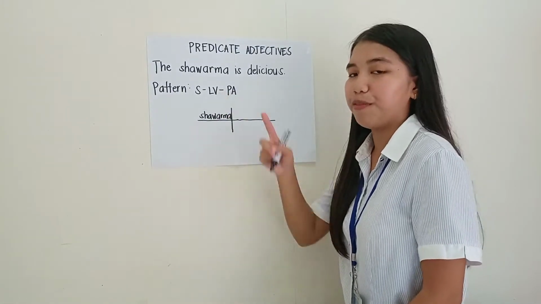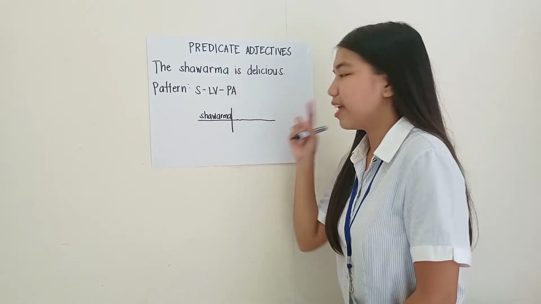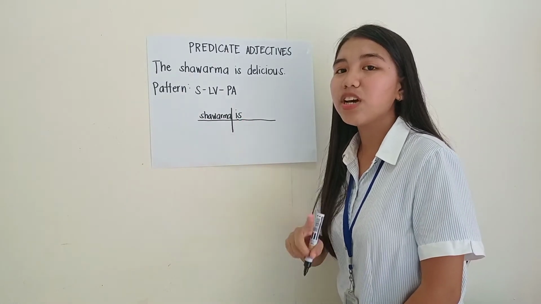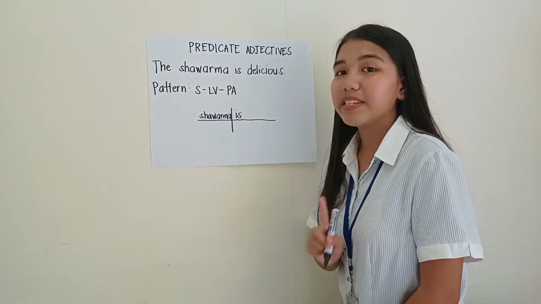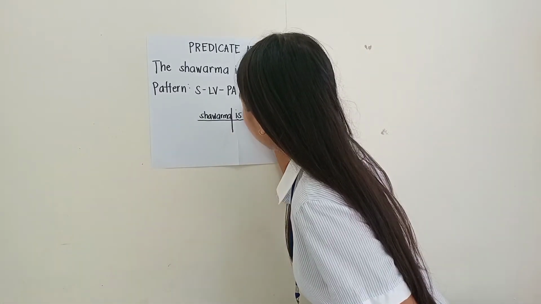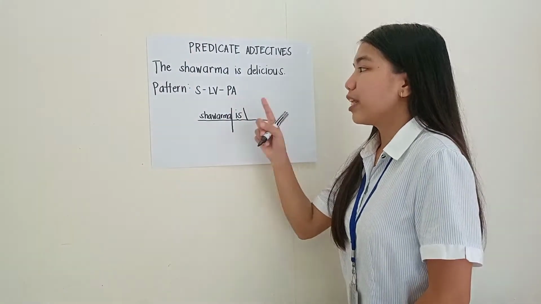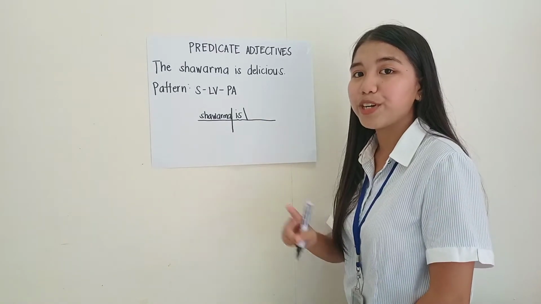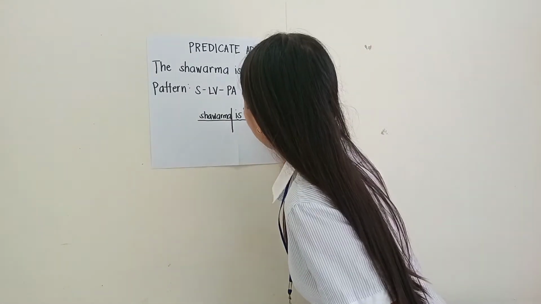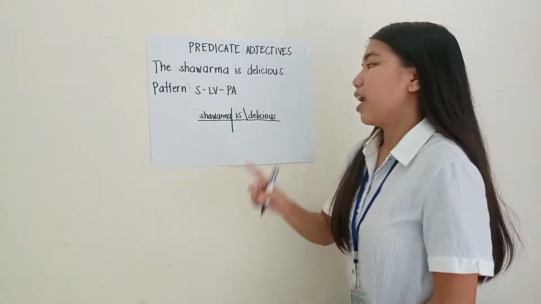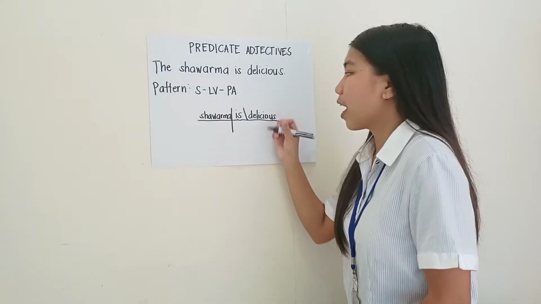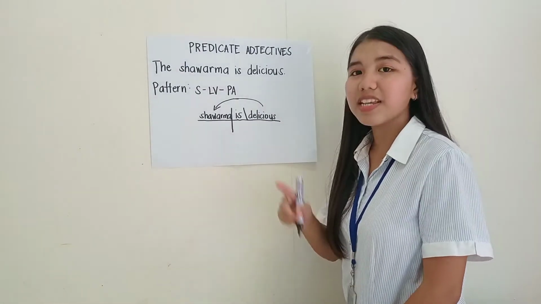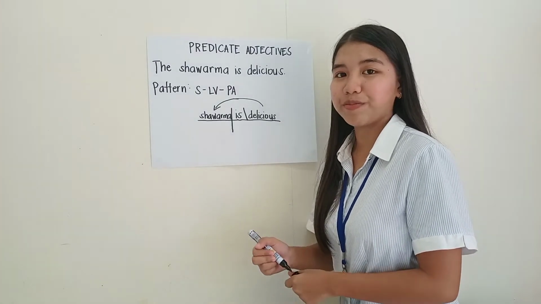And what is the linking verb in the sentence? It is the word is. Because this is a linking verb, we should not put a vertical line here, but instead, we should put a slanted line to separate it from the predicate adjective. So what is the describing word here in the sentence? The describing word here is the word delicious. So we should put it here. It is the describing word because it describes the shawarma. So this is how to diagram predicate adjectives.